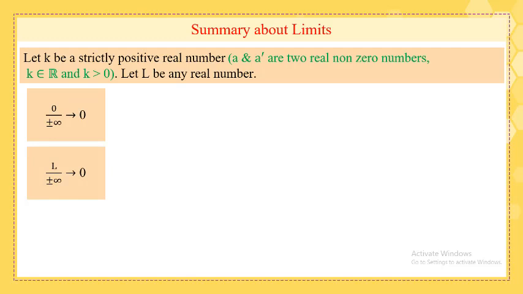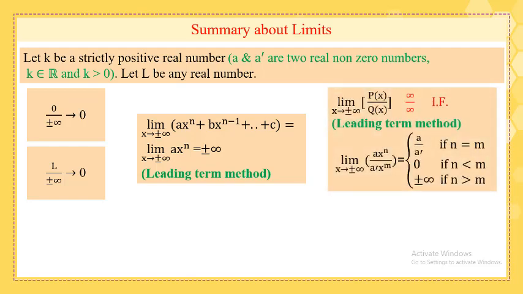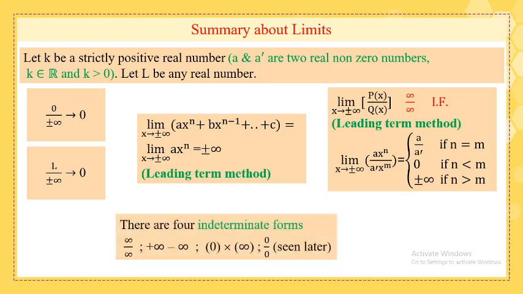The limit of a polynomial at plus or minus infinity using the leading term method will be the limit of a x^n as x tends to plus or minus infinity, which will be plus or minus infinity. The limit of the ratio of two polynomial functions using the leading term method will be one out of these three cases. We have four indeterminate forms: infinity over infinity, plus infinity minus infinity, 0 times infinity, or 0 over 0. We'll see later how to deal with them.